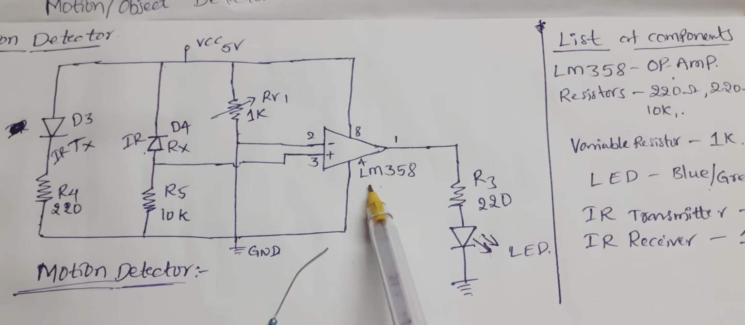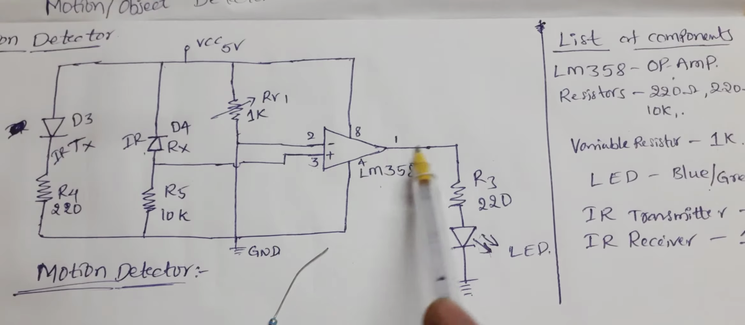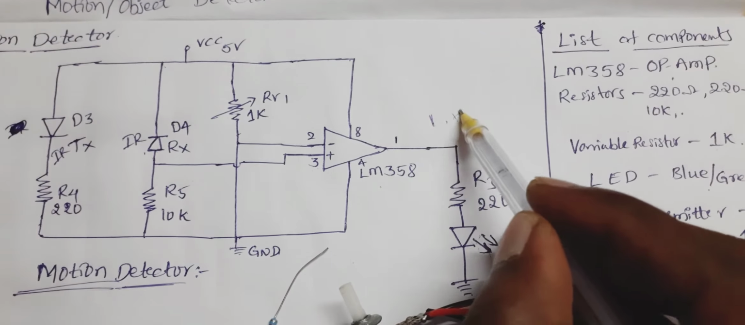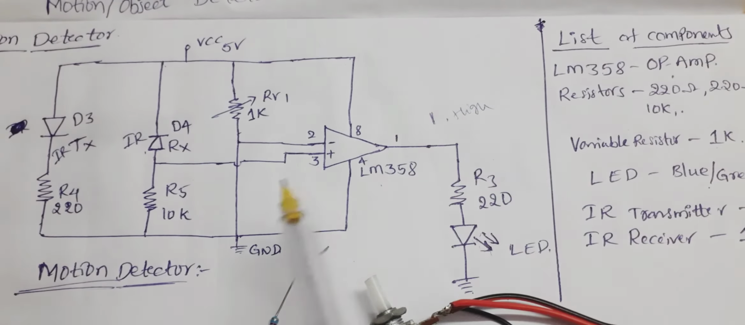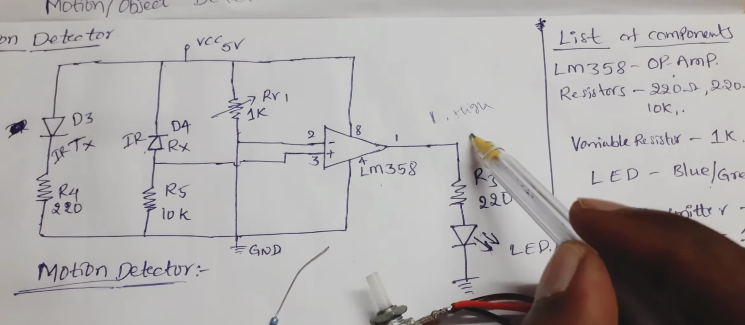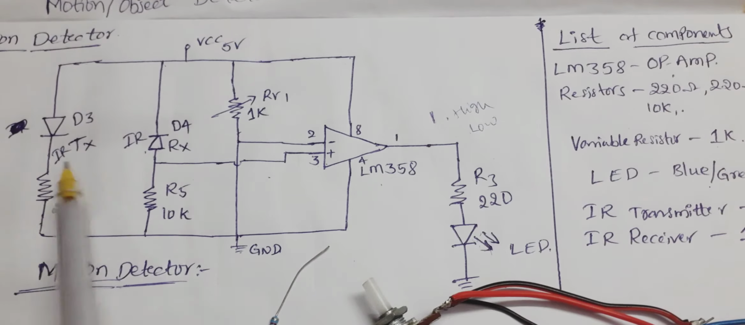So for the comparator, whenever the voltage at pin 3 is greater than the voltage at pin 2, it generates output as a 1 or high. Whenever the voltage at pin 2 is less than pin 3, it generates a low signal. So here we are generating a high signal using this combination.